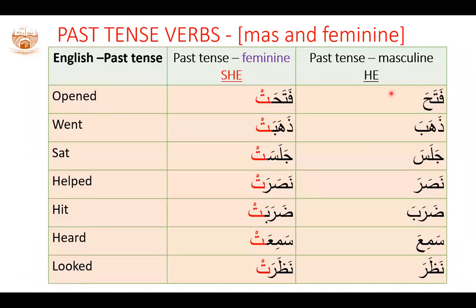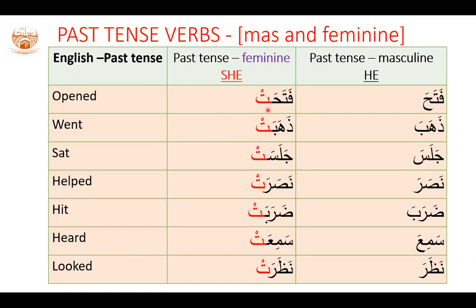All right, so let's review some of the verbs that we did so far, a few verbs only. We did the verb fataha. Fataha means he opened. How did we place this verb into its feminine form? We said fatahat, she opened. Then we had the verb dhahaba, which becomes dhahabat. He went, dhahaba, she went, dhahabat.